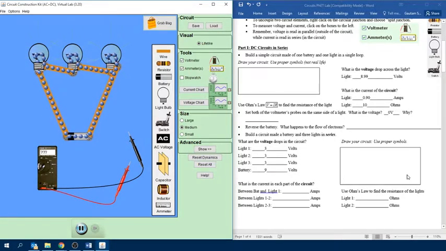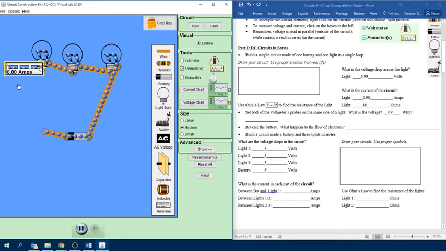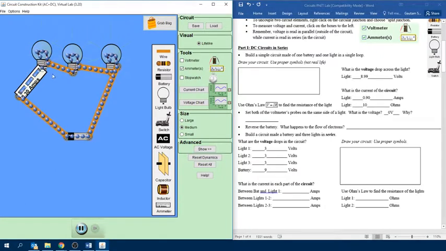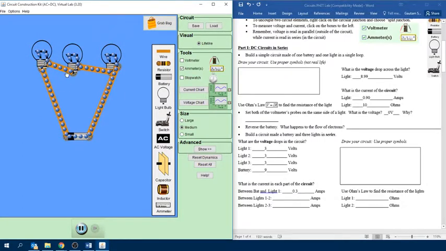Alright, so let's take a look at between battery and light 1. I'm going to have to turn off my voltmeter and put in my ammeter. I'm going to use the regular ammeter, so I'm going to have to hook it in. Alright, so between the battery and the light, I've got 0.3 amps. Between lights 1 and 2, remove the element, put this back. So between light one and two, split the junction.